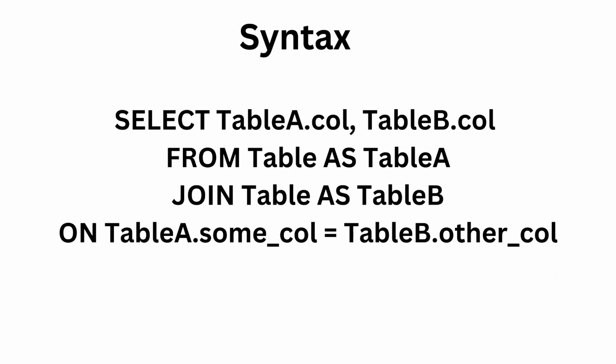So what's actually happening here? Well, the main thing to focus on are these table names. Notice in green here, we're saying from table as table A, join table as table B, which is me assigning 2 different aliases to the same table. This is what allows me to perform the self-join.